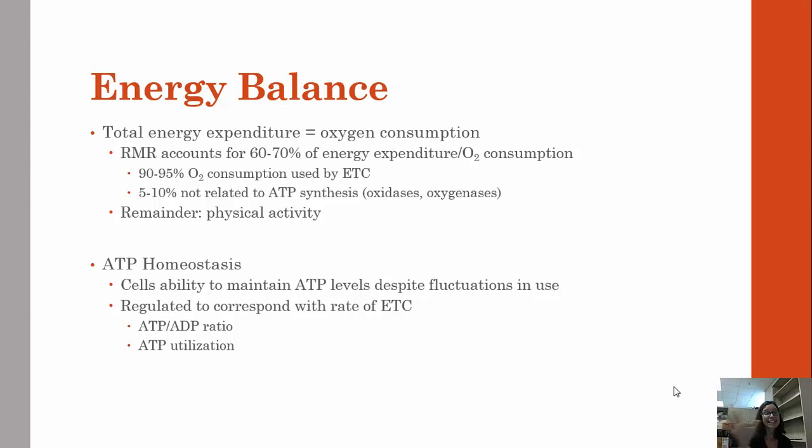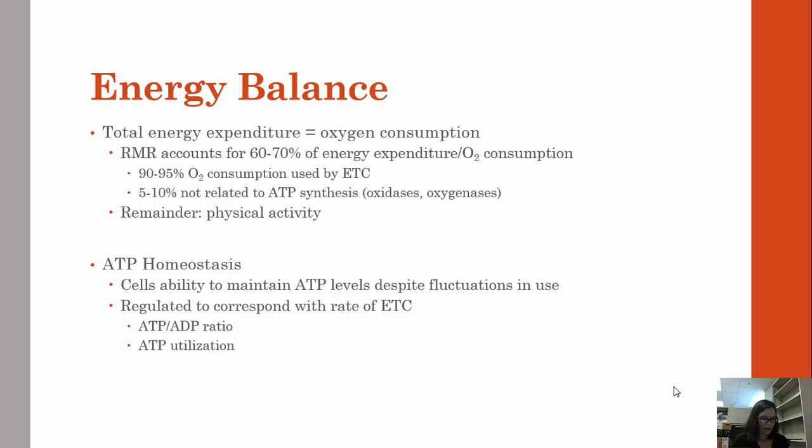And 90 to 95% of our O2 consumption is used by the electron transport chain to accept the electrons so that we can make ATP. The rest, the 5 to 10%, is not related to ATP synthesis.